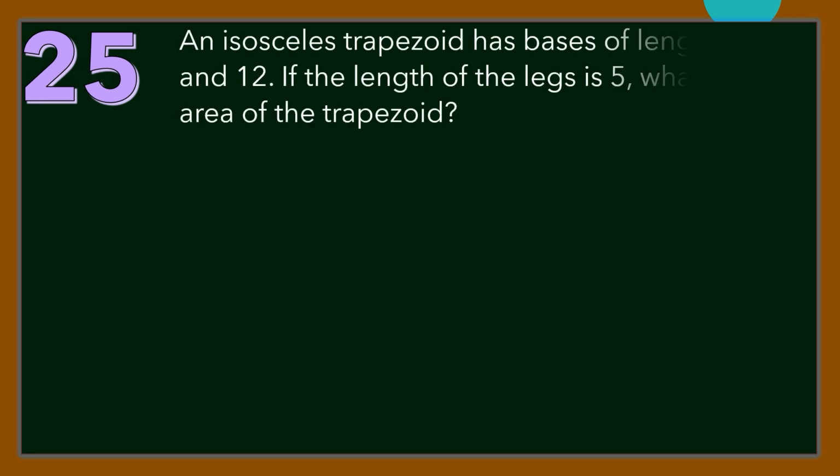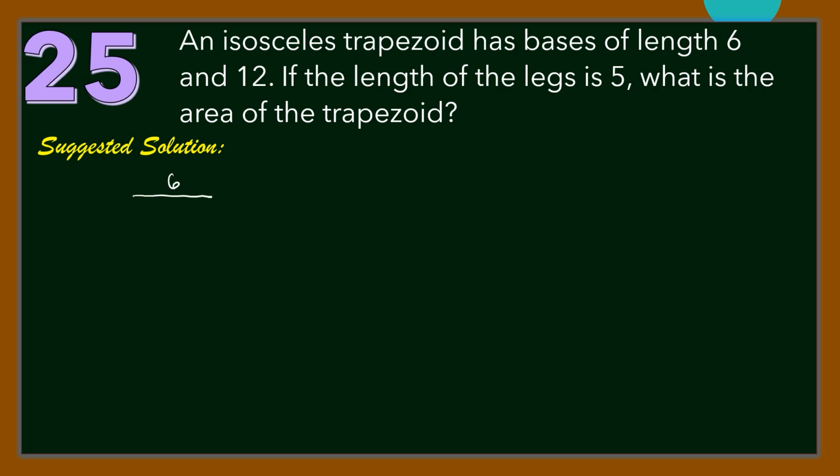25. An isosceles trapezoid has bases of length 6 and 12. If the length of the legs is 5, what is the area of the trapezoid? For our solution, let us draw a diagram showing the given trapezoid. So we have an isosceles trapezoid with bases 6 and 12. The legs are 5 units long.